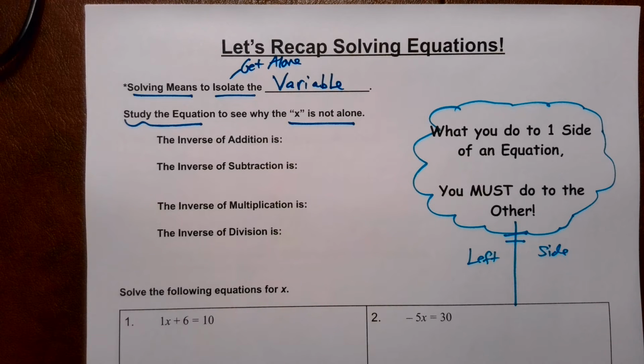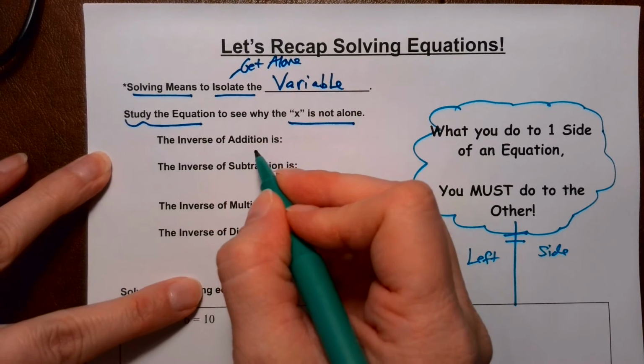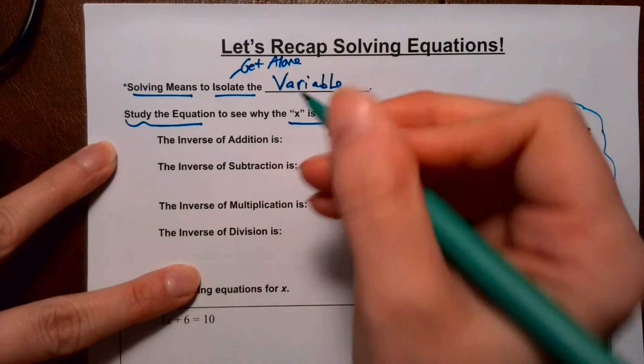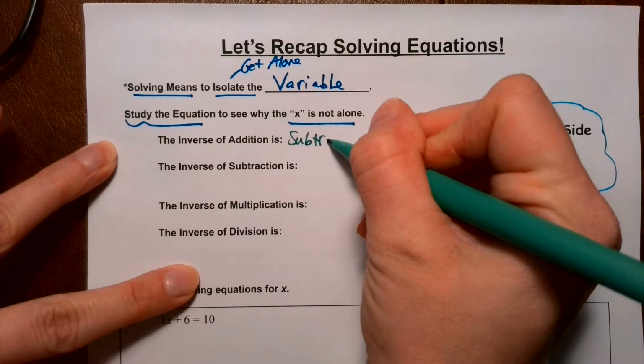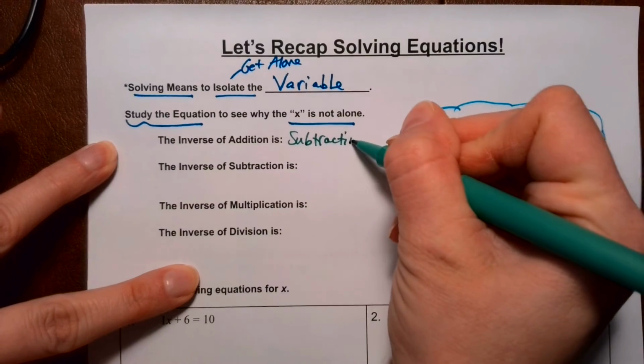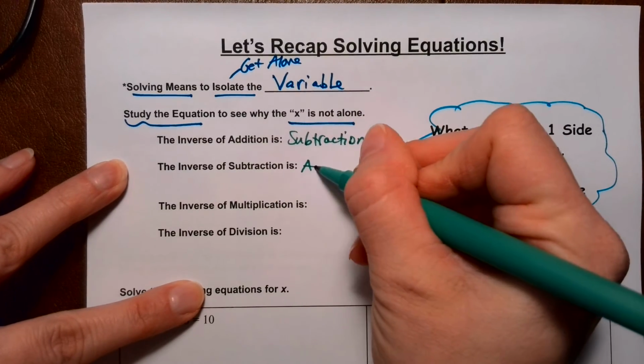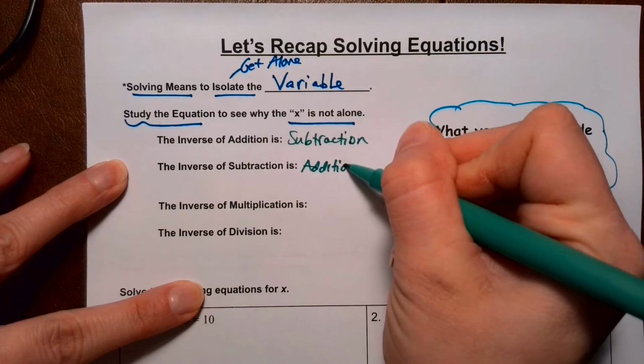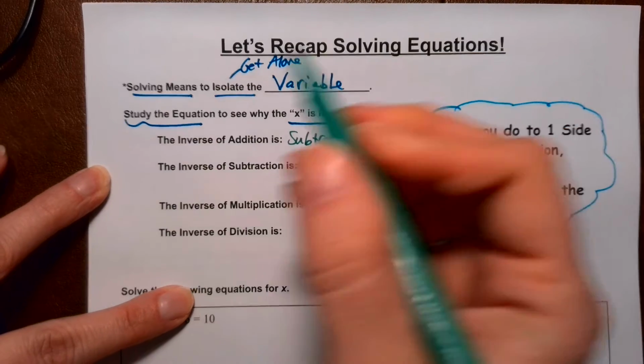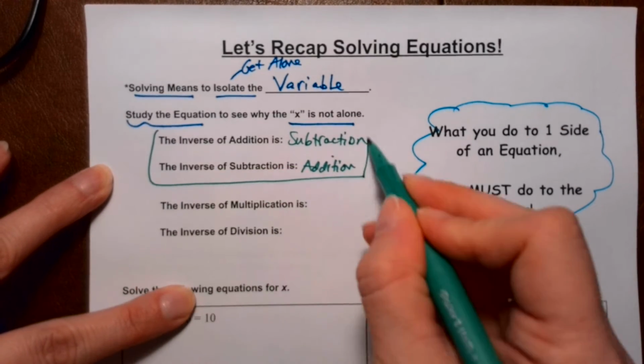All right, so the inverse of addition. If we see addition in the problem, we have to do subtraction. Whatever undoes addition is what we need to do. If we see subtraction, then we are going to do addition. So these are inverses.